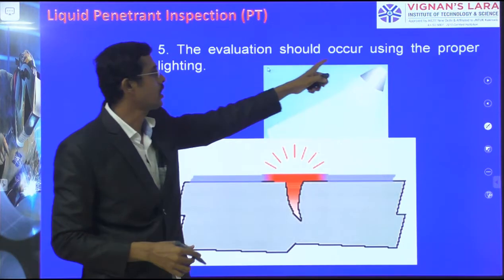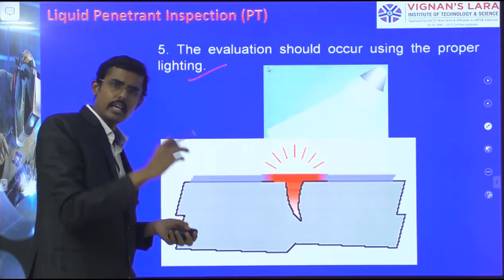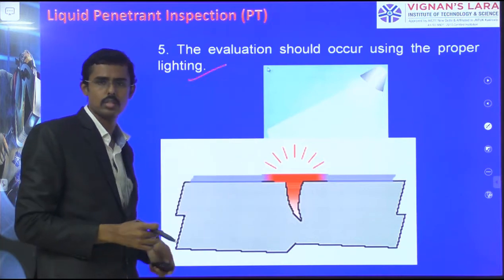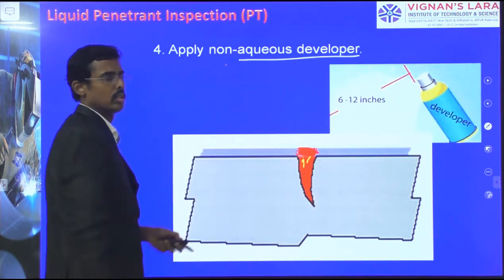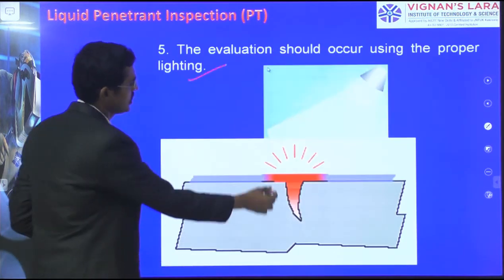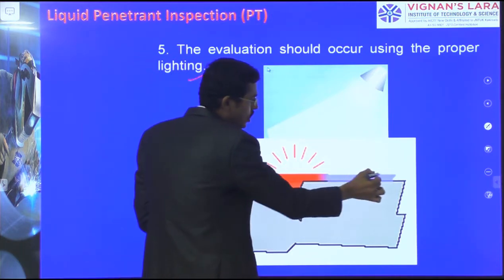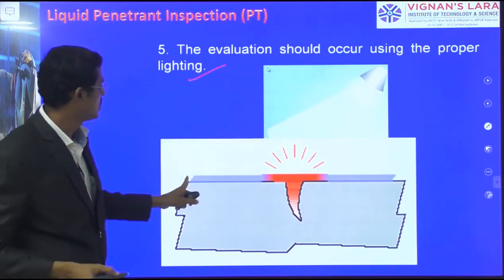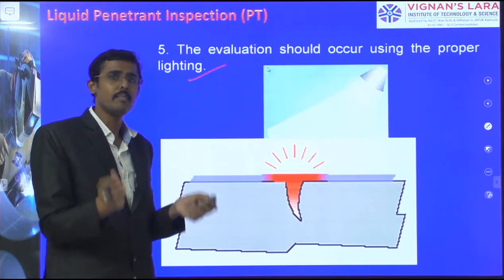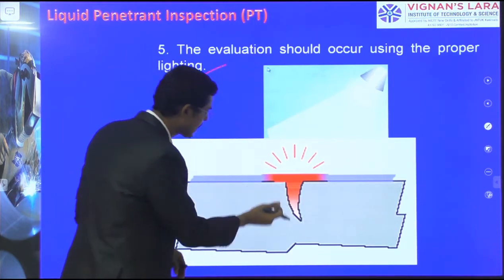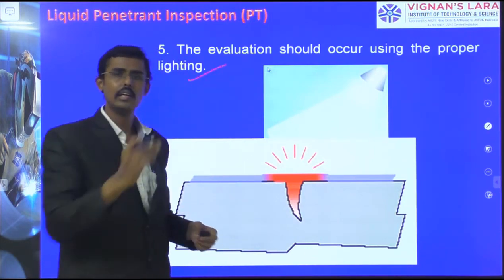The evaluation should occur using proper lighting. After doing this, it is visible. In some cases we should use lighting sources in such a way that we are able to see. You see, after applying the developer, it comes out, and it is visible as a contrast color. All the surfaces are in the contrast developer color, but at the specific point where the crack is, where the penetrant could not be cleaned, that comes out when the developer is applied there. It means the developer absorbs the liquid penetrant.